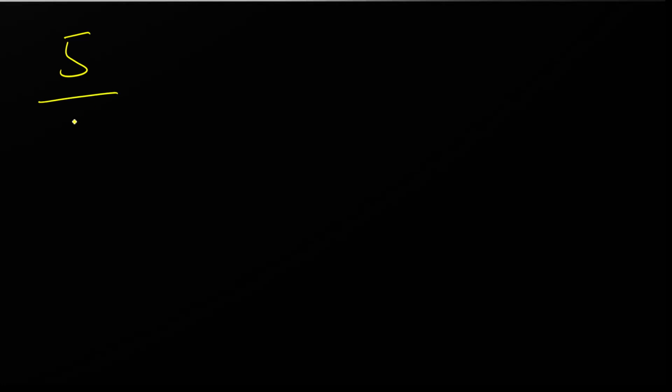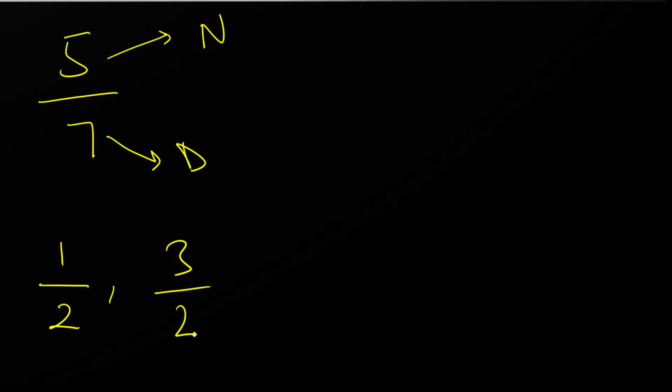Now let's form so many examples here. So 5 on 7. So the numerator is 5 and the denominator is 7. Now the next example, 1 on 2, 3 on 2, 4 on 7, 5 on 3.